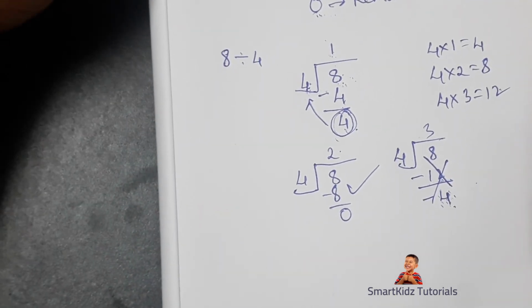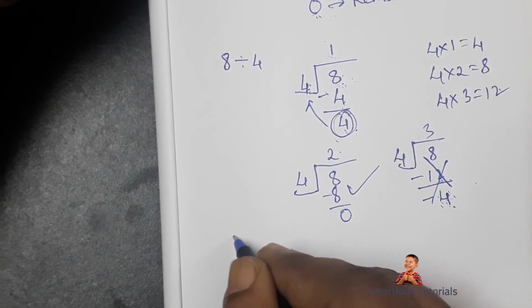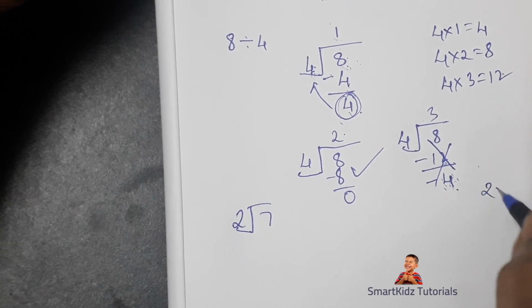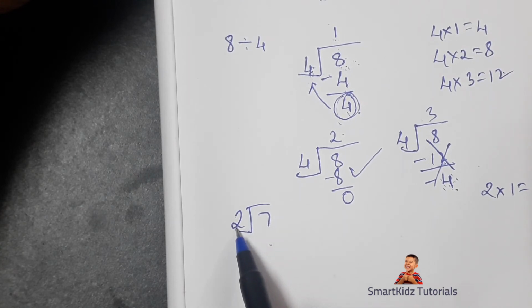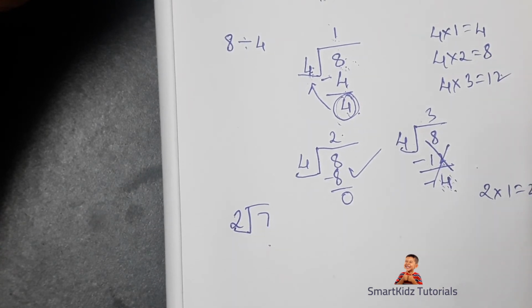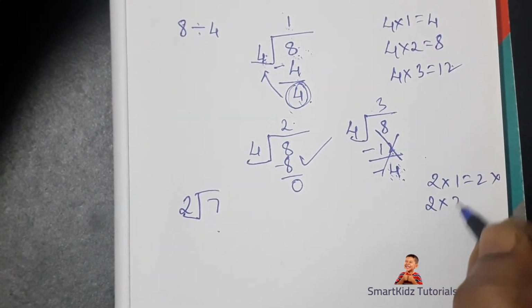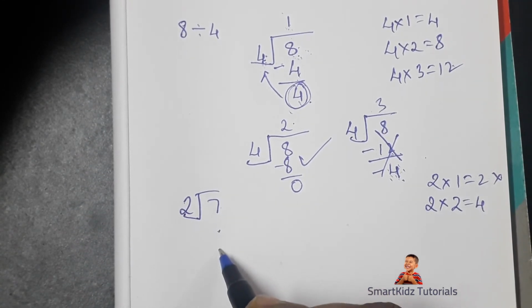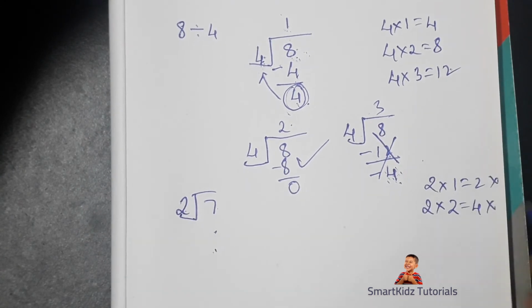Let's check another example. In this case, let's say 7 divided by 2. First of all, we look at 2 into 1, which is 2. If we do that, we'll get 7 minus 2, which is 5. And 5 would be greater than our 2. So we rule out 2 into 1. Then 2 into 2. That would give us 4. Once again, 7 minus 4 would have given us 3 in the remainder. And that 3 would be greater than 2. So we rule this option out as well.